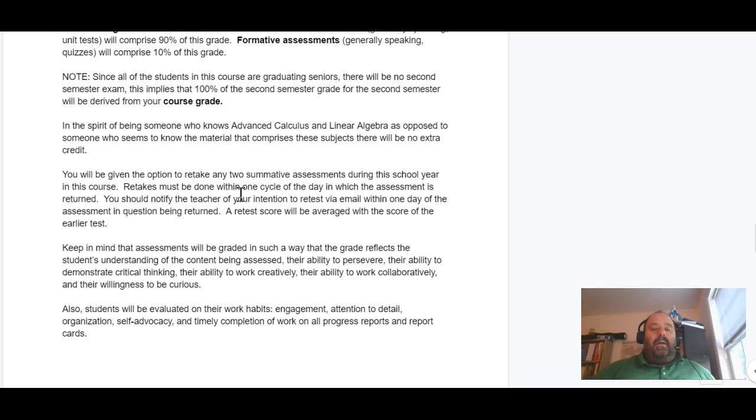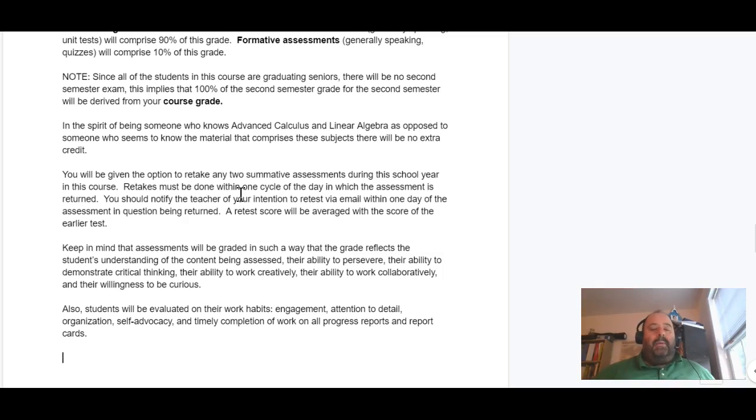Okay. I don't give extra credit. There is a retake policy here, so this is not an AP course. It's actually a math elective, so you are allowed to retake any 2 summative assessments during the school year. Retakes have to be done within a cycle of the day in which the assessment is returned. You need to notify your intention to retest via email within a day after the assessment is returned. The retest score will be averaged with the score of the earlier test. So it doesn't replace, it averages.